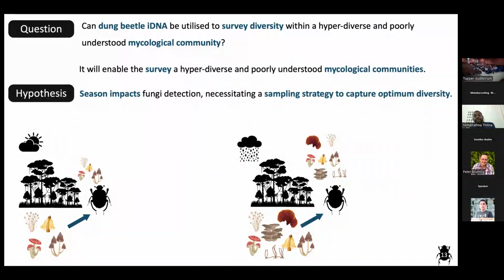Therefore, in the rainy season, the moisture availability is high for the fungi, and fungal growth will be enhanced, so there will be a higher diversity of fungi, which we can potentially get from the dung beetle gut.